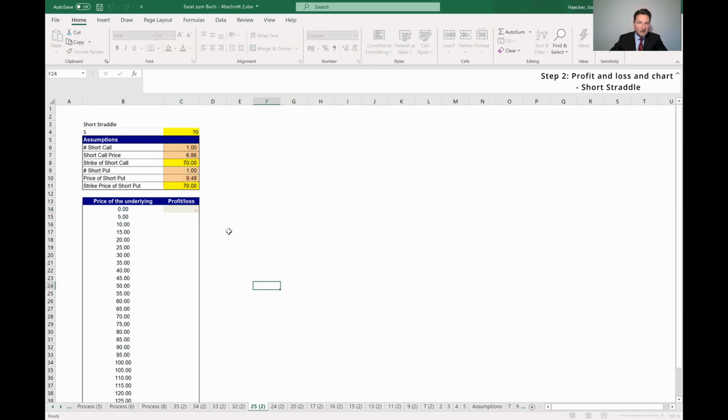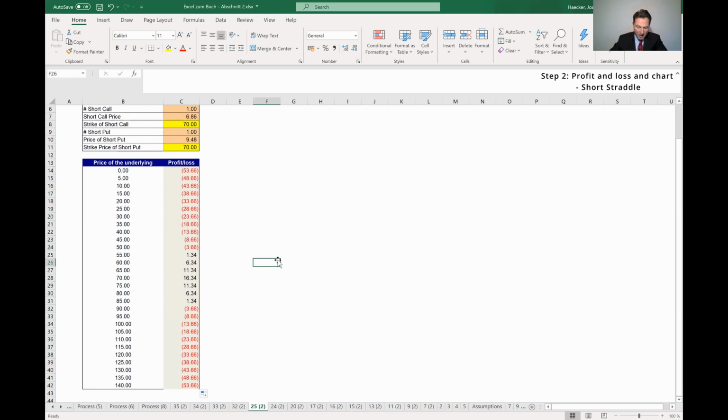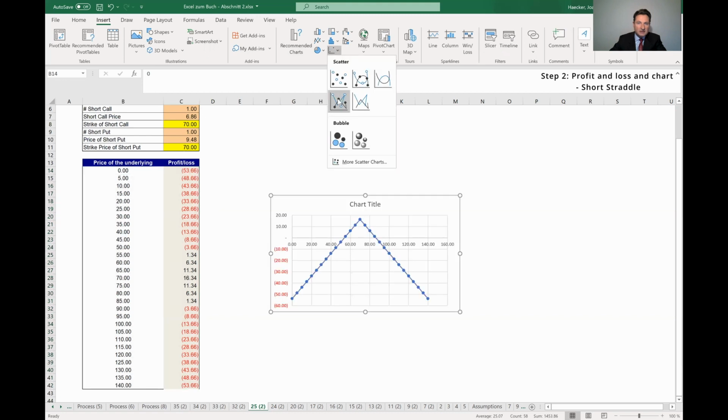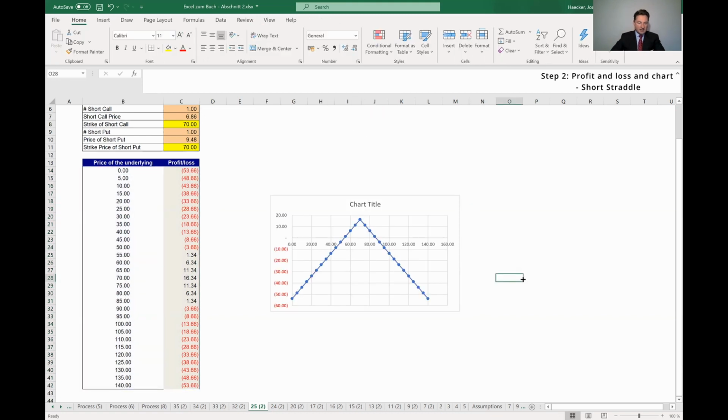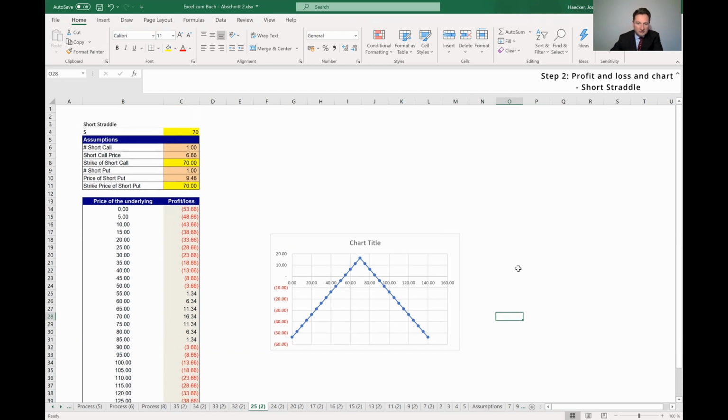That's the formula. We can grab it and pull it all the way down. And here we go. Now, how does the chart look like? Well, we highlight everything, click on Insert, Charts, Scatter, and this is our chart of a short straddle.